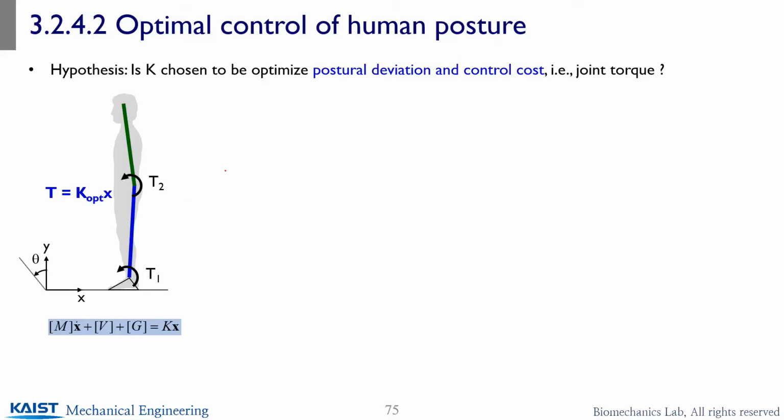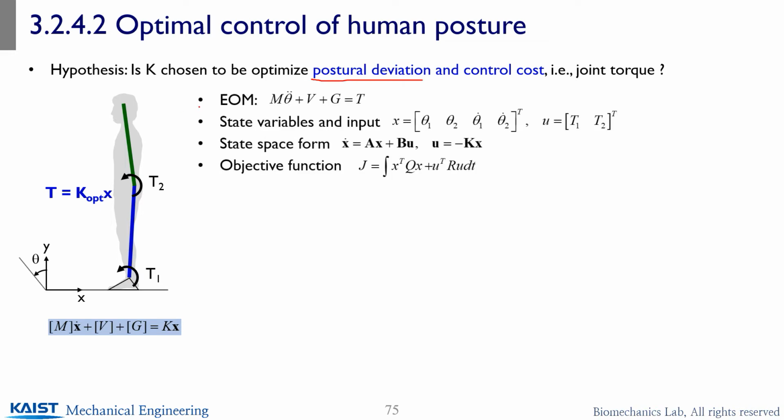Okay, with the control scheme that I just introduced, let's examine if human posture control could be described in terms of optimal control perspective. Okay, so the very first step is starting with the equations of motion. Equations of motion of the human posture.